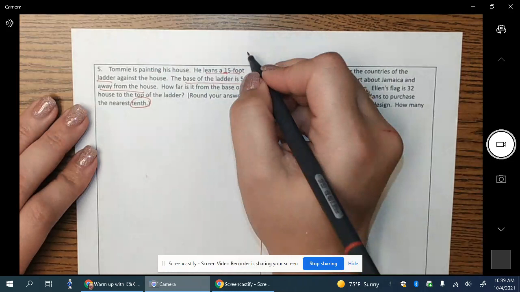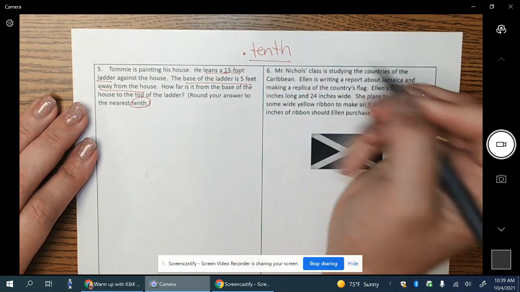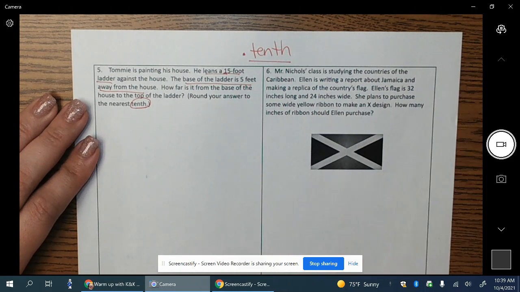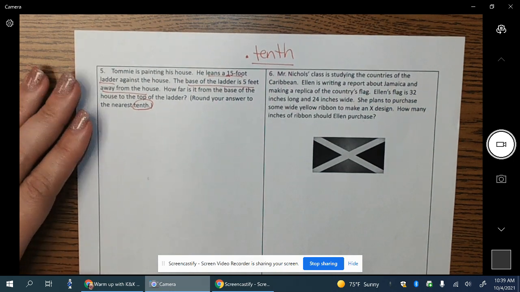All right, a lot of this unit wants us to round to the nearest tenth. That means you should have one number after your decimal. How many? One number. Okay, Aiden, you can finish that later. I don't want you to get behind. Okay, one number behind the decimal.